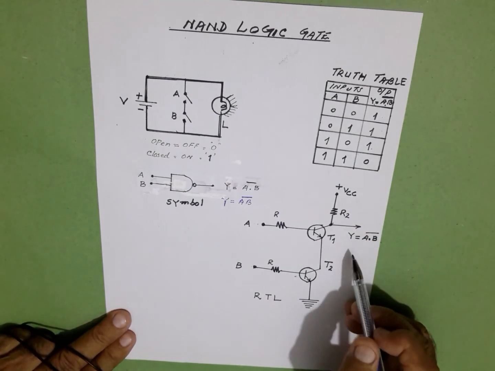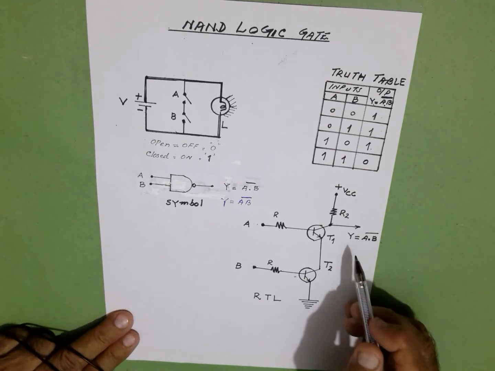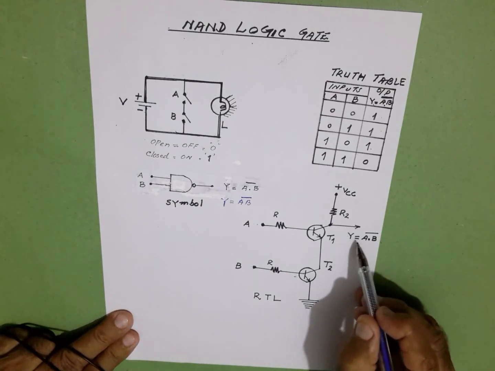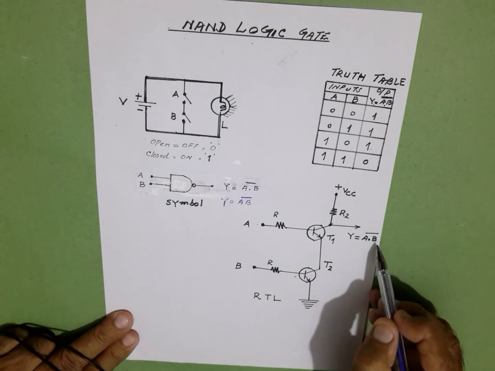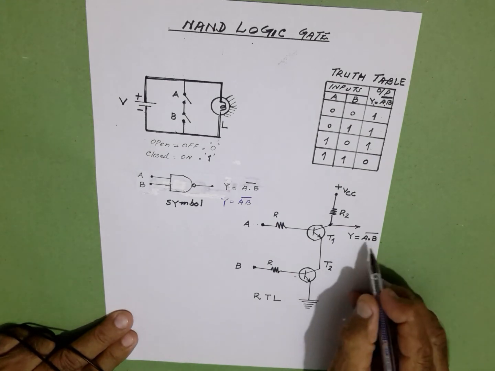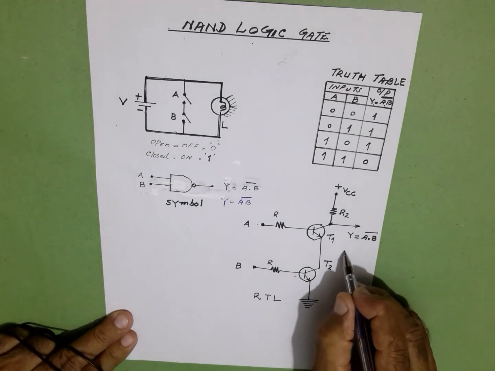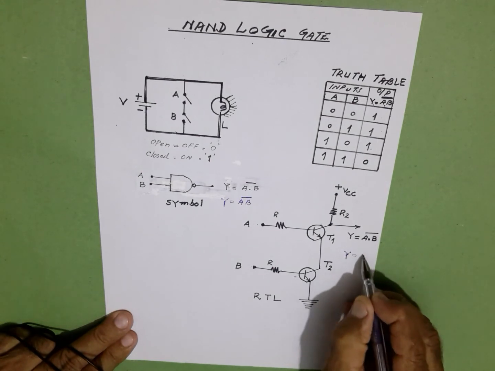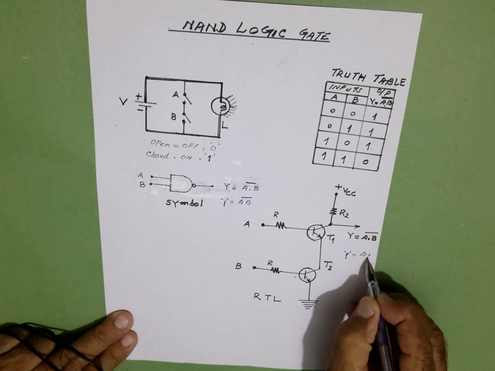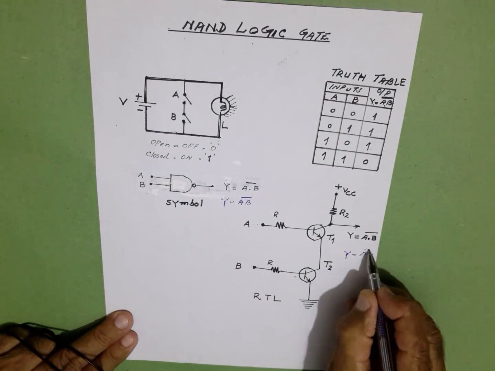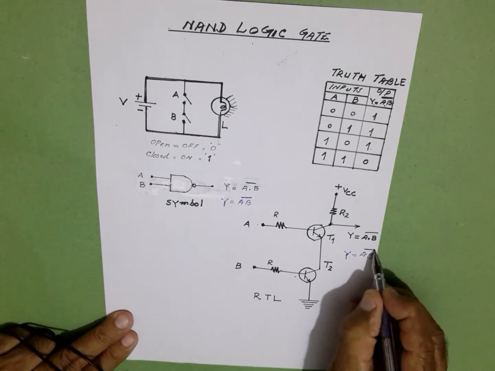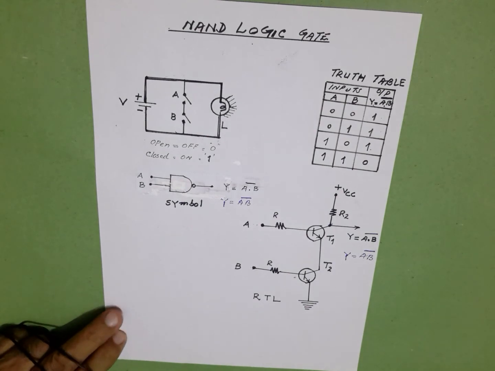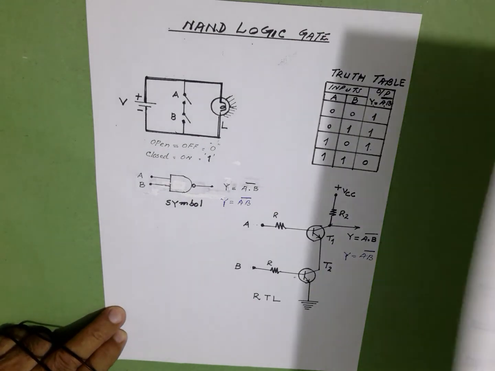The output voltage for the NAND gate Boolean expression is Y is equal to (A dot B) whole bar, or the dot can be omitted, and we can write Y is equal to A NANDed B. This is the correct way of expressing the Boolean expression.